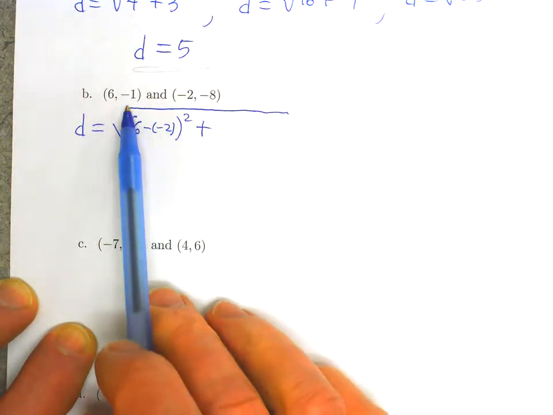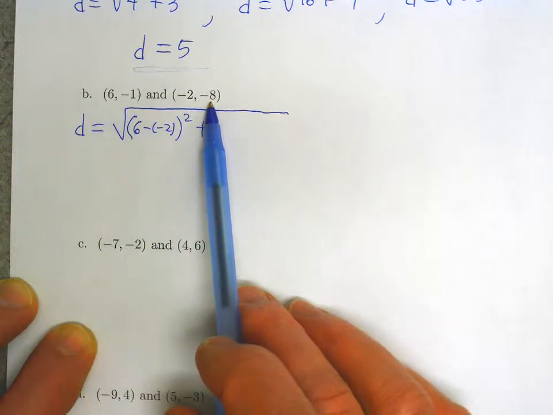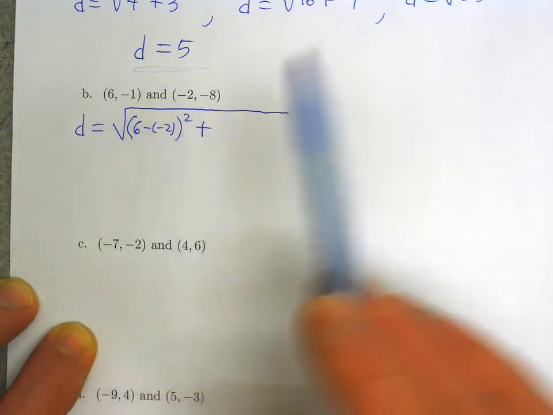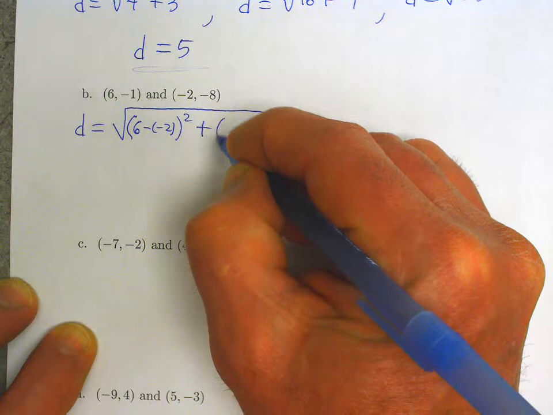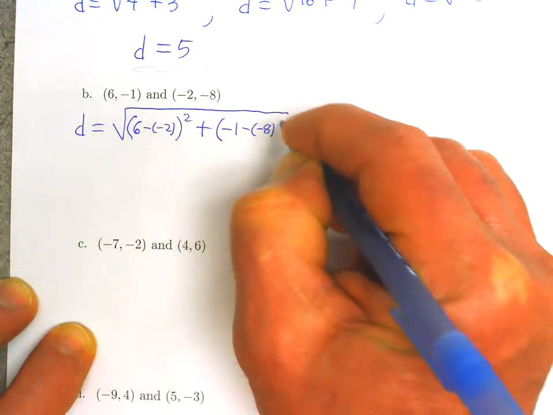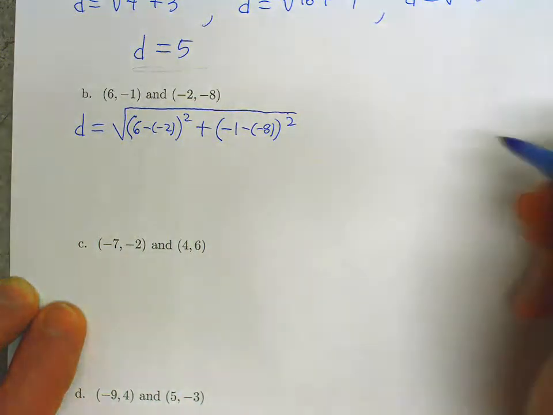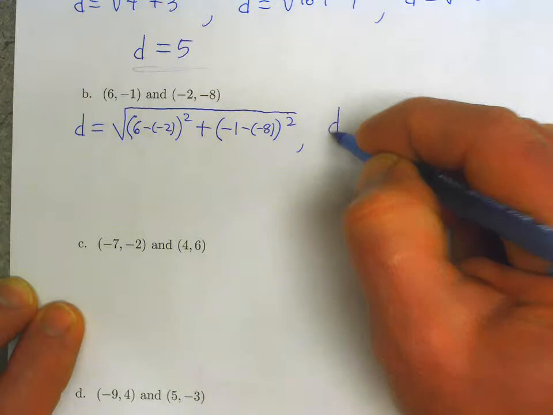Now we'll look at the y-coordinates. The y-coordinate of this point is -1, and the y-coordinate of that point is -8. So in parentheses, I'll write (-1 minus -8) quantity squared. And then we'll do the arithmetic inside the square root.